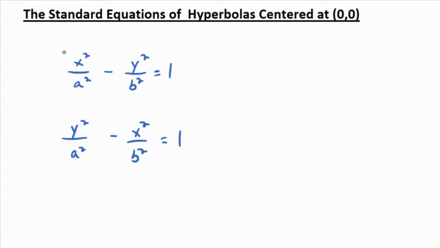Well, if the positive term involves the x squared, it actually has two branches. One branch will open to the left. It'll kind of look like a sideways parabola, but that's not what it is. It's not the same shape as a parabola. And one branch will open to the right. So one graph will have two branches, and the center 0, 0 is right here in the middle.